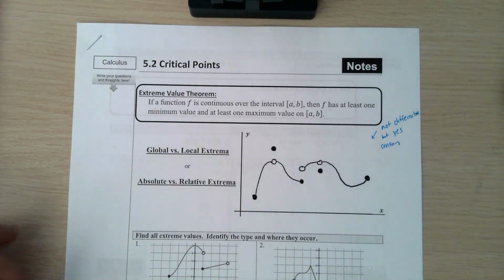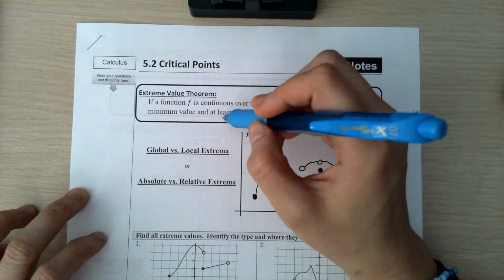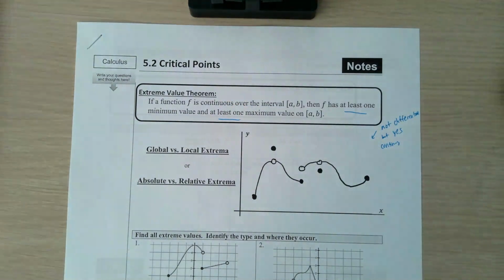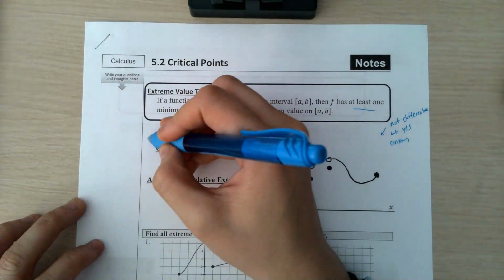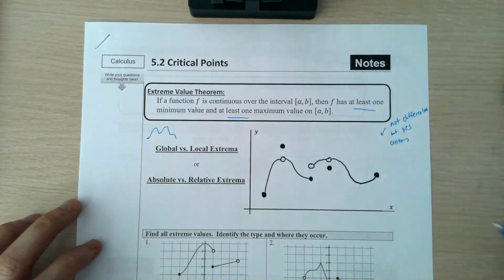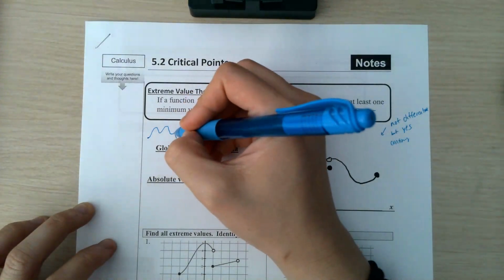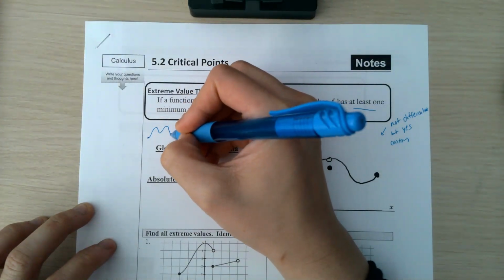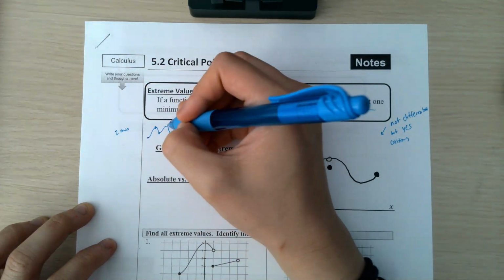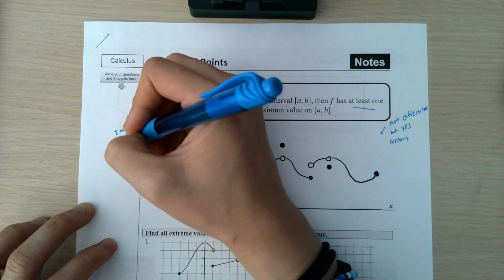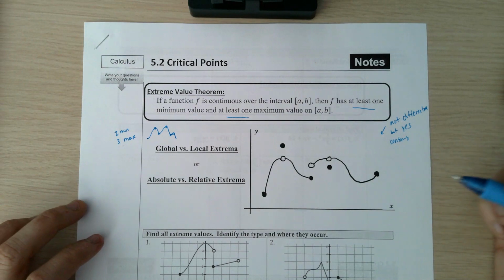Okay, so it's pretty simple. It just says there's at least one min and at least one max. That's what the extreme value is. So if I give an example, if I'm drawing like this little mountain, there's at least one minimum. So if we look here, we have two minimums. And here we have three maximums, right? So those are just like the tops and bottoms of the hills.